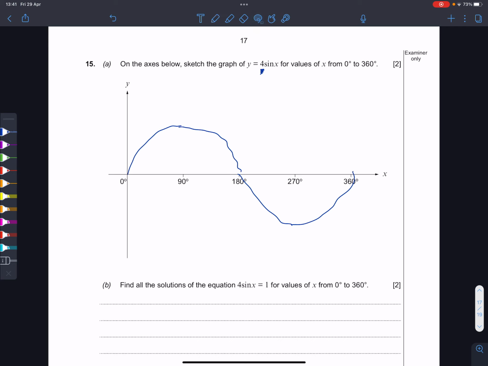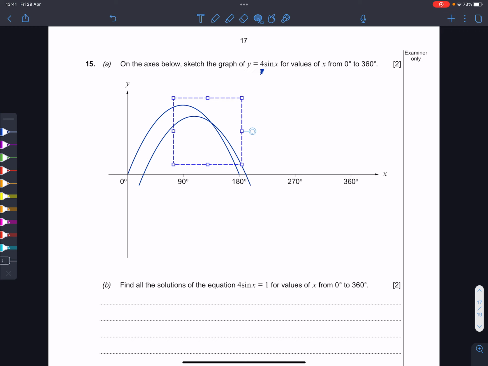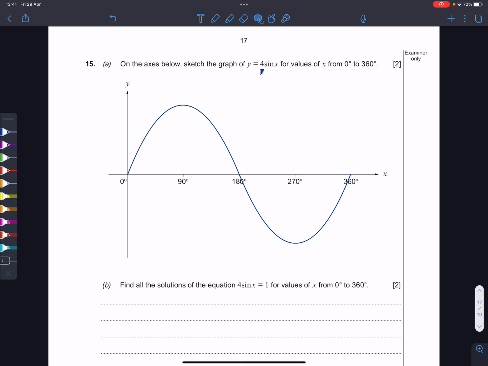Now, because we're sketching it, it doesn't overly matter too much what it looks like, because we've got no scale. But let me try and set something out here, just so I can get it as nicely as I possibly can. Okay, so it looks something like that. I'll just delete this line. And down like that. And it will go between, so instead of going between 1 and -1, it's going to go between 4 and -4.